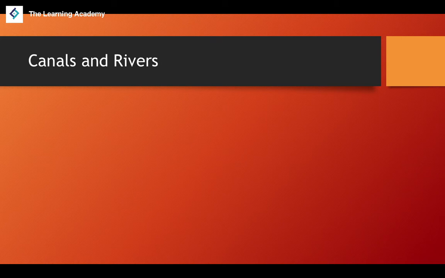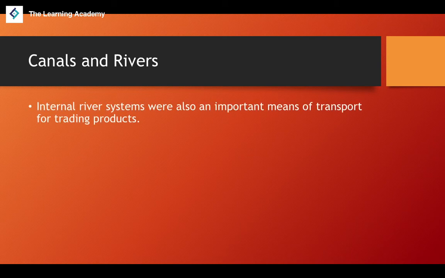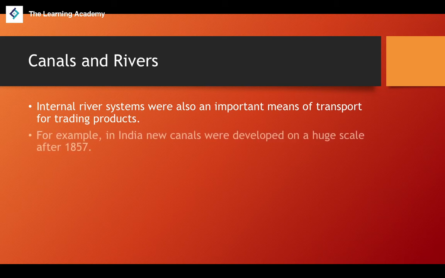Also very important for this endeavour is the use of canals and rivers. So internal river systems were also important for the means of transporting trading products. Now what's important is that these would serve alongside the railway system as well. An example of this is in 1857, when in India new canals were developed on a huge scale. We start to see the importance of these canals and rivers for the trade across the empire.